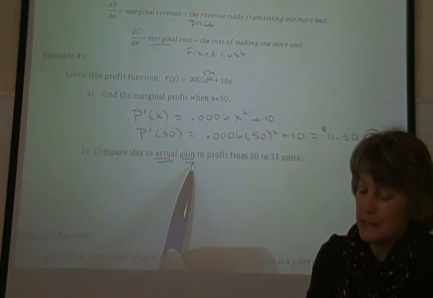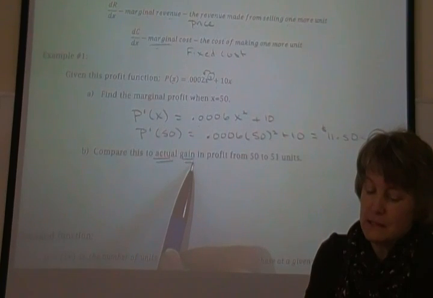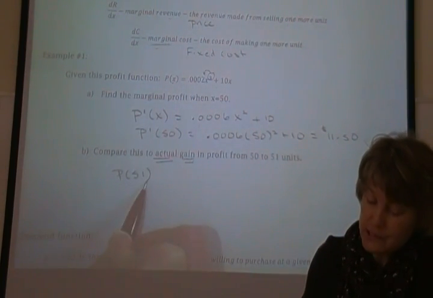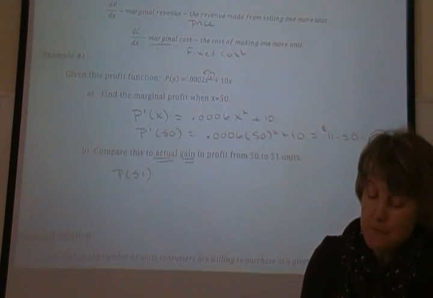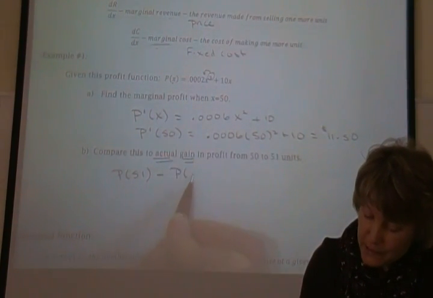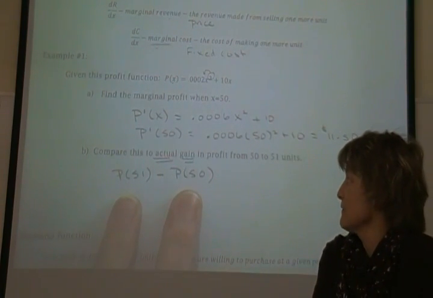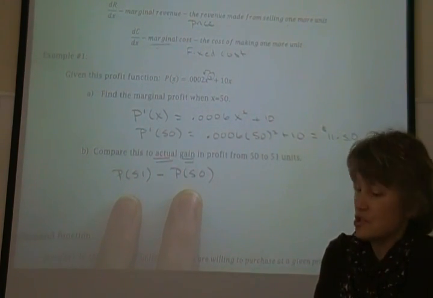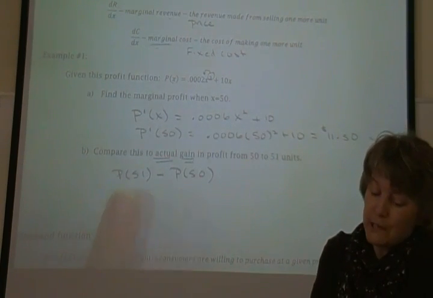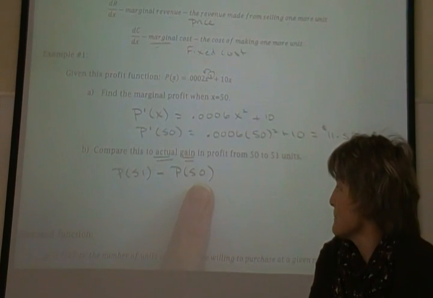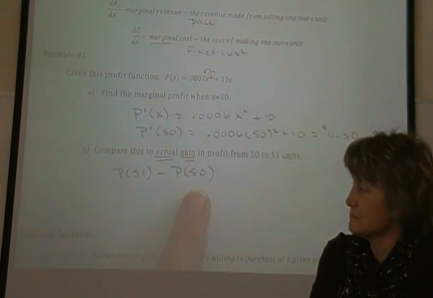Comparing it to the actual gain. The actual gain in profit is what I would make if I sold 51 units minus what I made when I sold 50 units. This is the actual change in profit. It's not a calculus problem, it's just a straightforward problem. What profit did I make for 51 units? What profit did I make for 50? And I'm going to subtract them.